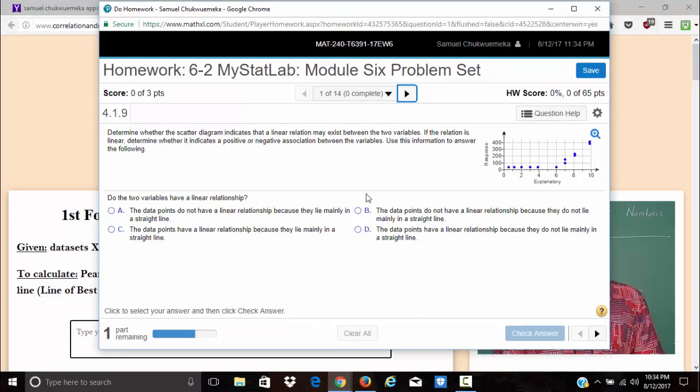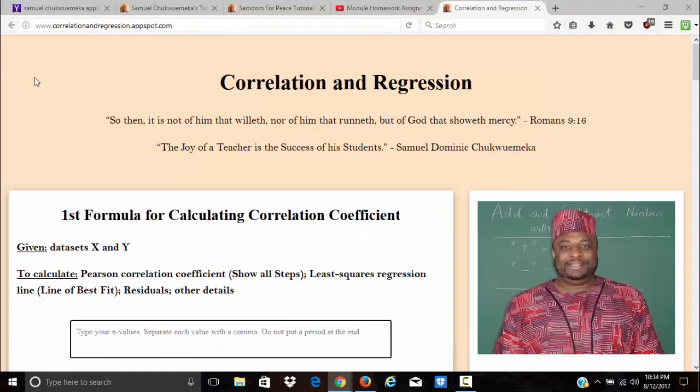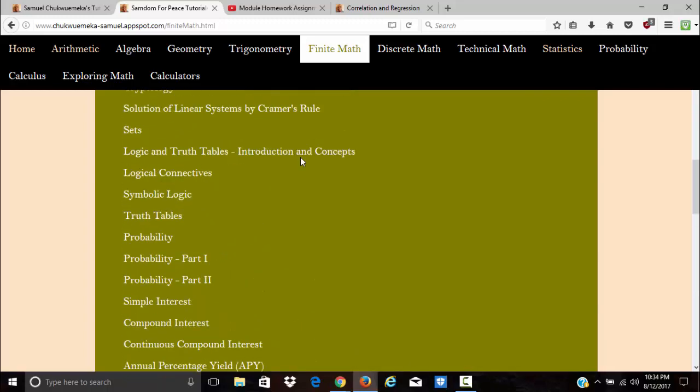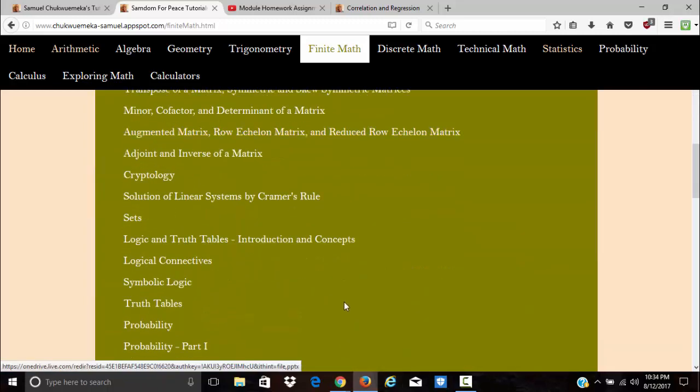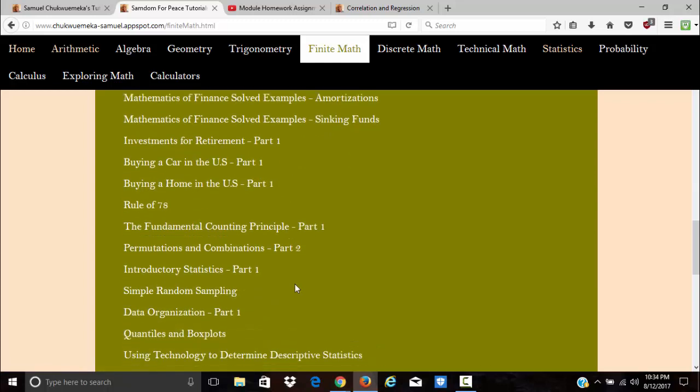So, question 1: determine whether the scatter diagram indicates that a linear relation may exist between the two variables. If the relation is linear, determine whether it indicates a positive or negative association between the variables. Use this information to answer the following. Like I said, this is covered. Let me get on the notes, the Module 4 Homework Study Guide.